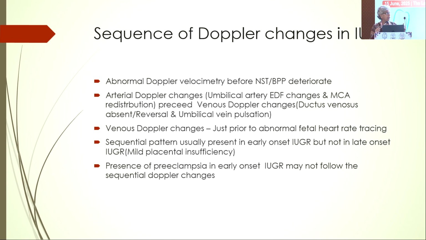Among the Doppler studies, arterial Doppler like the umbilical artery, uterine artery, and middle cerebral artery show changes prior to venous Doppler like the ductus venosus and umbilical vein pulsation. And venous Doppler usually manifests changes or abnormality prior to fetal heart rate tracing changes. So this is the sequence, and this is why Doppler is very important to monitor IUGR babies. And these patterns are maintained in early onset IUGR.